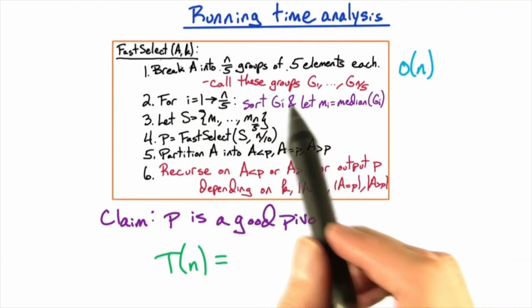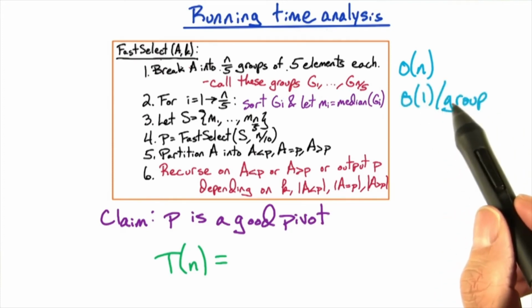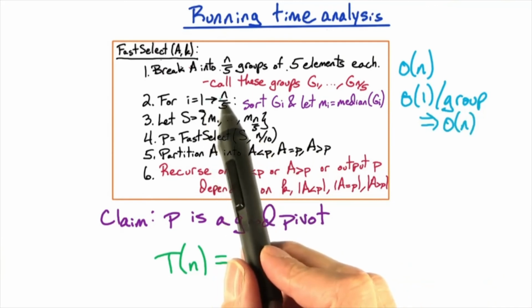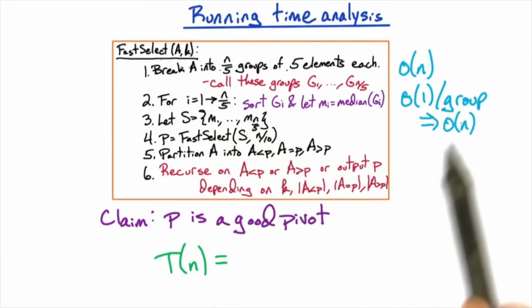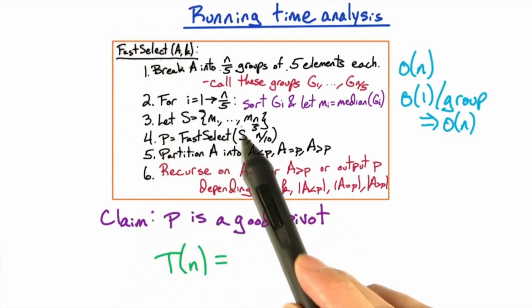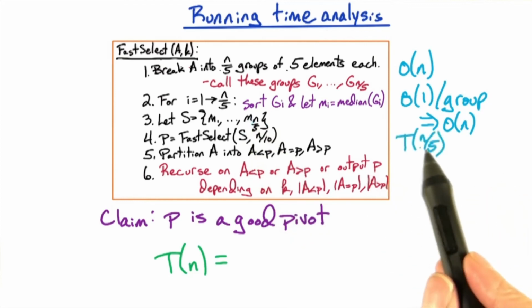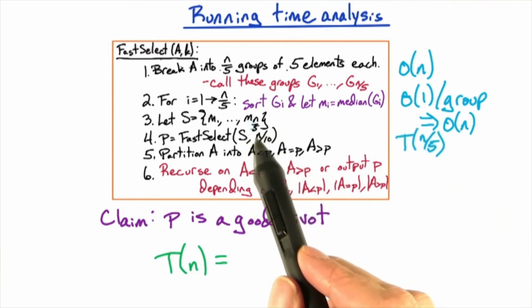Now we have to sort each group. How long does it take to sort one of these groups? Well, it's only 5 elements. So even if we use a super slow algorithm, let's say 5 factorial, where we write down every permutation of these 5 elements and choose the one which is sorted, that's going to take us 5 factorial time, which is still order 1. So it takes order 1 time per group, and there's order n groups, so the total time for this step is order n. Now we run this same algorithm recursively on this subset S, which is of size n/5. That takes us T of n/5.